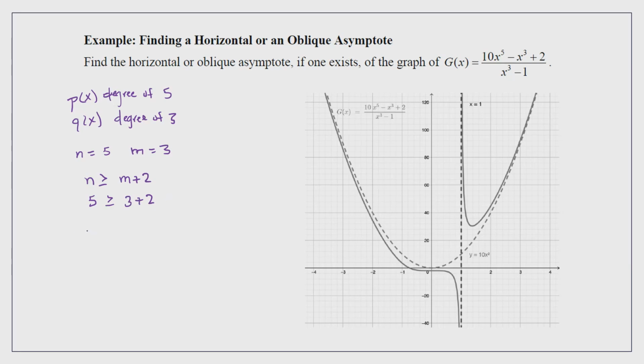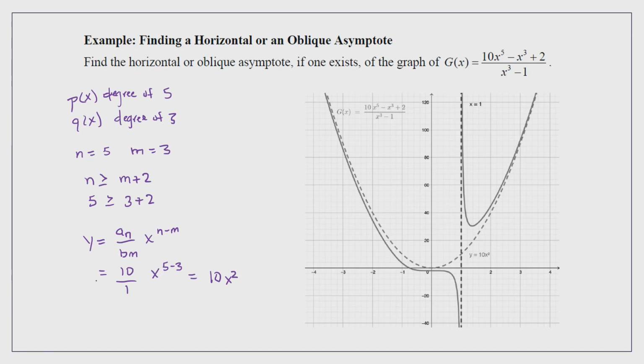So that means our graph is going to resemble y equals a sub n divided by b sub m times x to the n minus m. The leading coefficient in the numerator is 10. In the denominator, it's 1. n is 5, m is 3. So that equals 10x squared. So our graph is not linear.